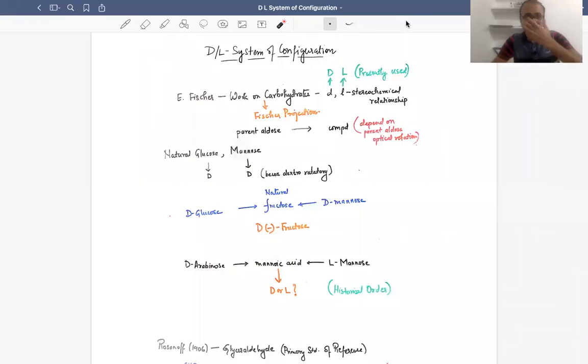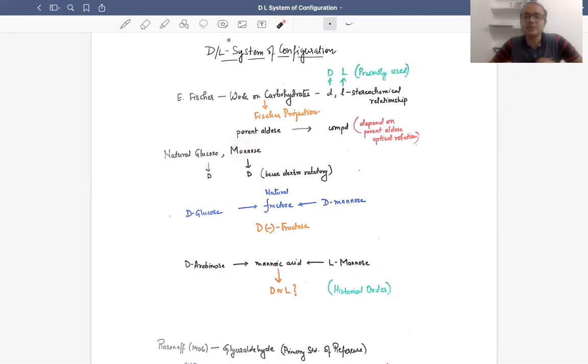Hello everyone. So today in this video, we are going to look into the DL system of assigning the configuration. This DL system, almost in every course that is mentioned in the Indian universities, you will have this DL system of nomenclature to study in brief. Okay, so this system of assigning the configuration, we now don't use.